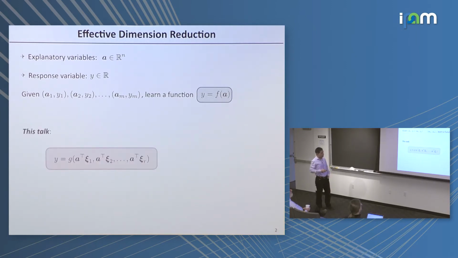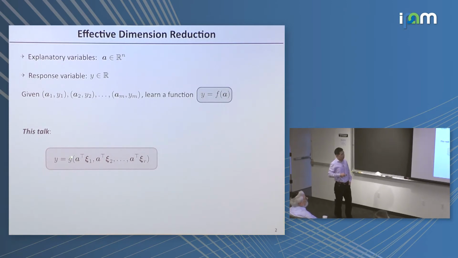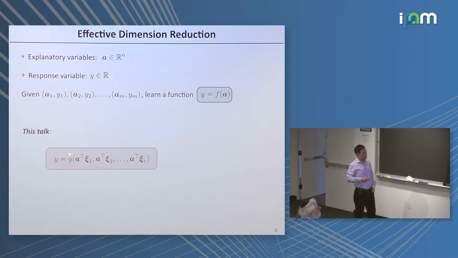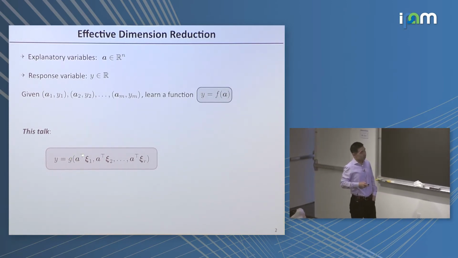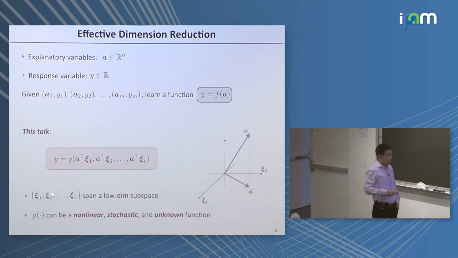And in this talk, I'm going to assume that Y is going to be a function like this. Essentially what we're saying is the output depends on the input A through its projection onto a low-dimensional subspace. And here, psi 1 to psi r is a set of basis vectors for this subspace, and G is some unknown function that can be nonlinear and stochastic.